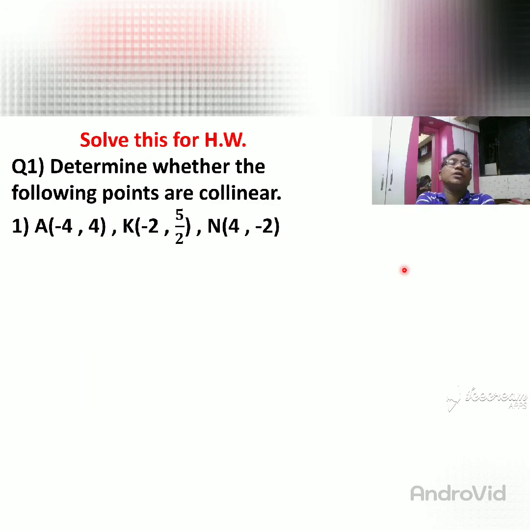So I taught you questions number 3 and 4. I hope all of the students understand it easily. Whether you understand or not can be checked with the help of the homework, and only one problem is given to you: find out whether the points A, K and N are collinear or non-collinear. If the slope of AK is equal to the slope of KN, then they are collinear, and if the slopes are not the same, then they are non-collinear. I hope all of the students understand it.